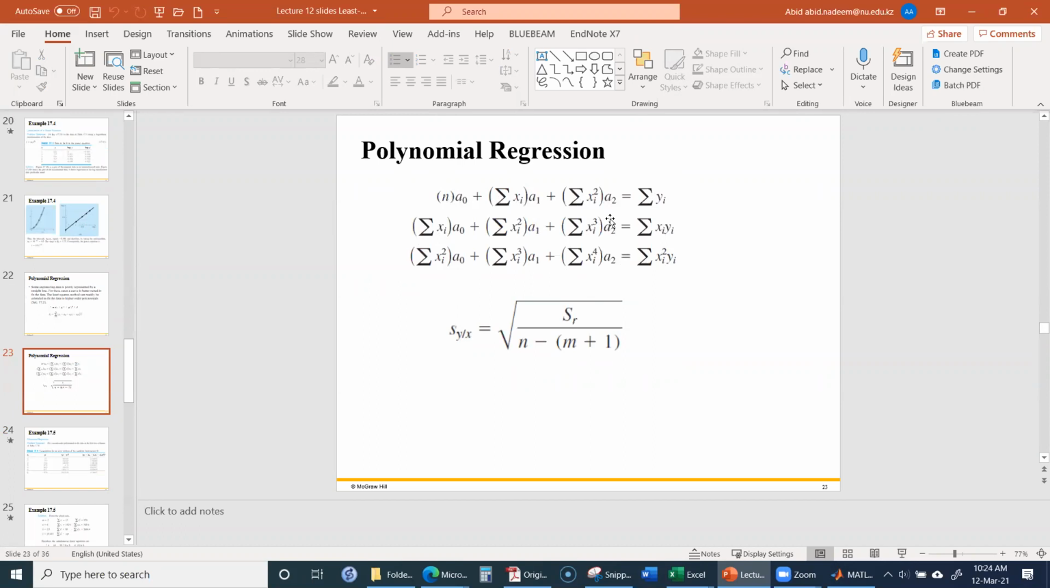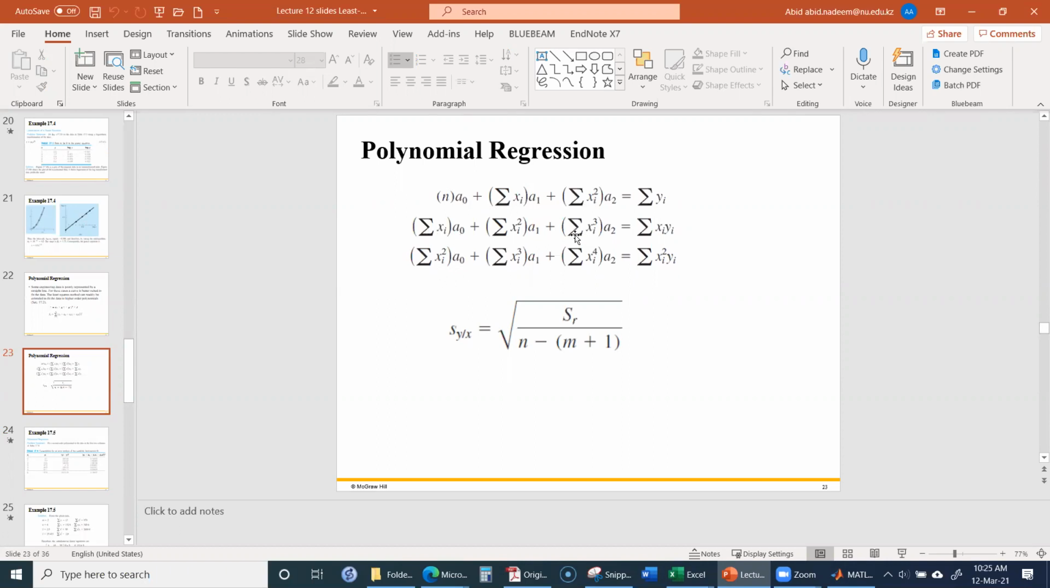And you can see that there is a pattern in the coefficients of these equations. For example, the first value over here is n, which is the number of points. Then is the sum of the x values, the sum of the x square values. In the second equation, this starts from the sum of the x values, the sum of the x square values, and then one new term is added, which is the sum of the x cube values. And the unknown variables are a0, a1, and a2.